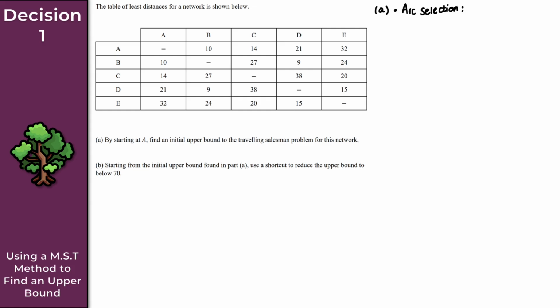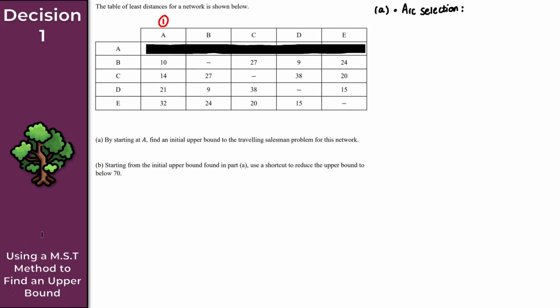So arc selection. Because we're starting at A, I'll also do this in a different color, by the way. Let's just do it in red, mix it up a little bit. So above A, I'll put a 1 here, like so. What we also need to do here is delete row A as well. I'll do that using a highlighter. So deleting row A, like so, we get something like the following.